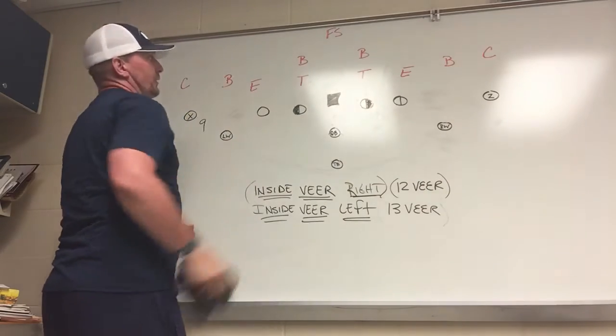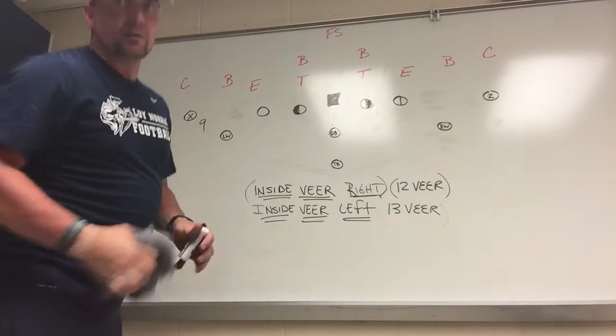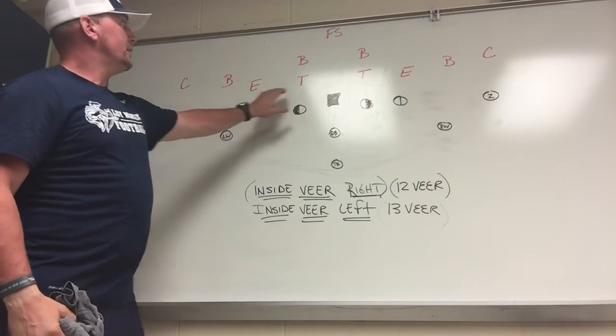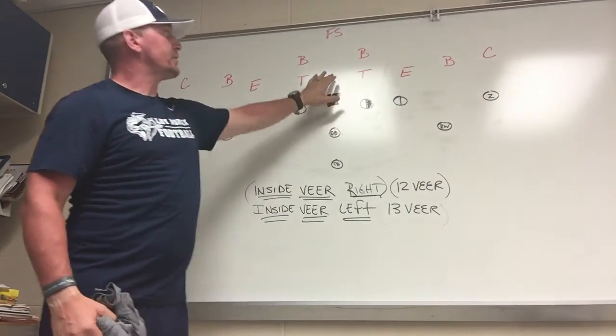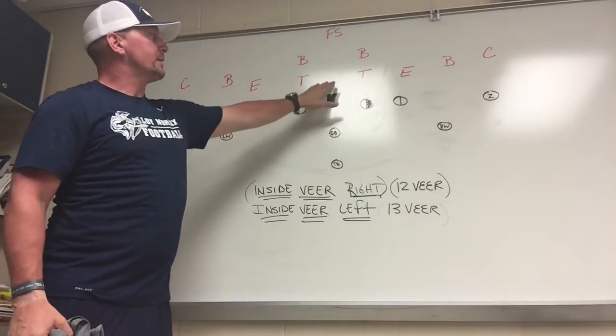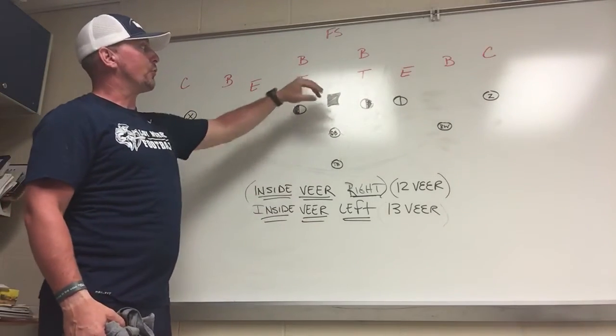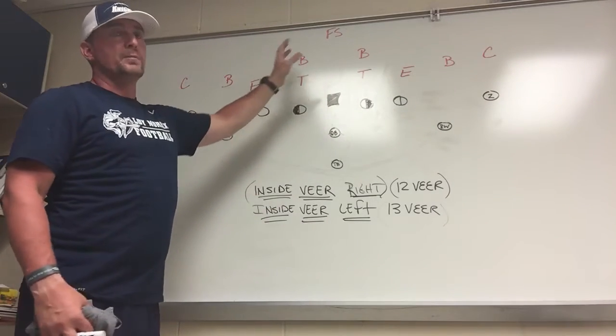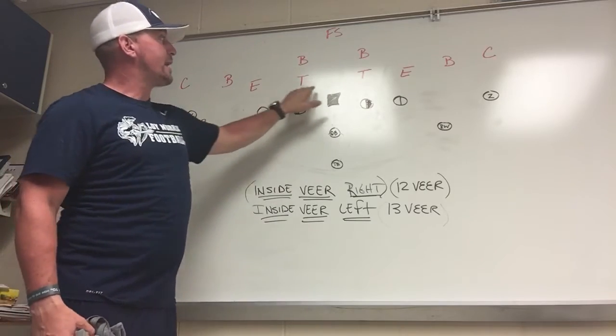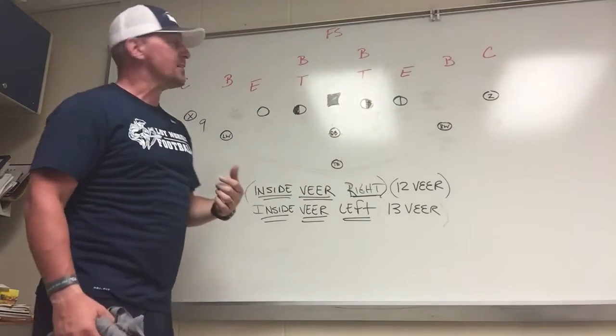So what we're going to do is go over inside veer right. Now you notice that we have an even defense. We have 1, 2, 3, 4. Our center is uncovered. So that tells us that we're running against an even defense. This could be a 4-4, it could be a 4-3, it could be a 4-2-5. It doesn't matter. We have 4 down linemen that show us that this is an even defense.